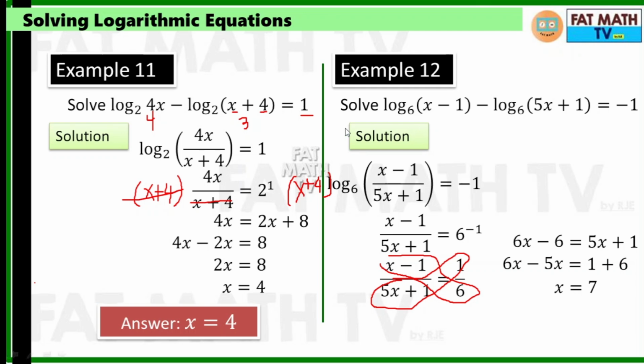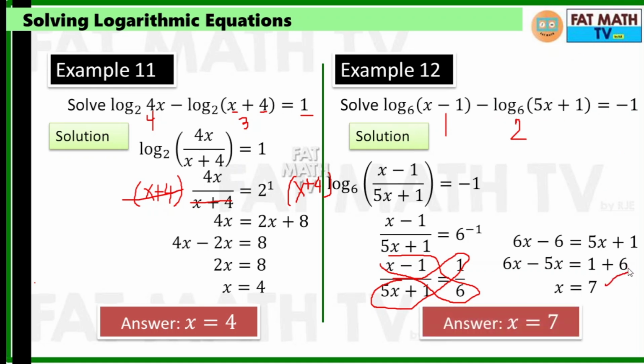If x is 7, you will have 7 minus 1 is 6, so logarithm of 6 to the base 6 is 1. 5 times 7 is 35 plus 1, that's 36. Logarithm of 36 to the base 6 is 2. So 1 minus 2 is indeed negative 1. So this one is correct. So we have x equals 7.